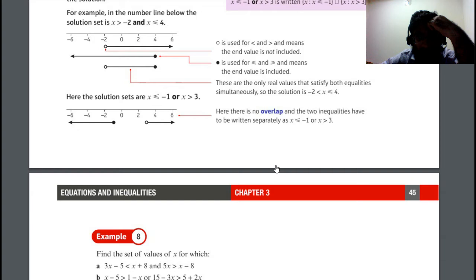Dotted means it does not include the region, and filled means it includes that region, right? Yeah. Okay.